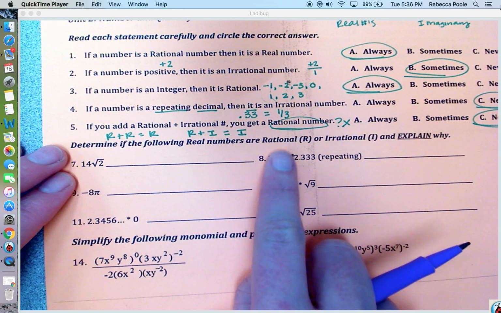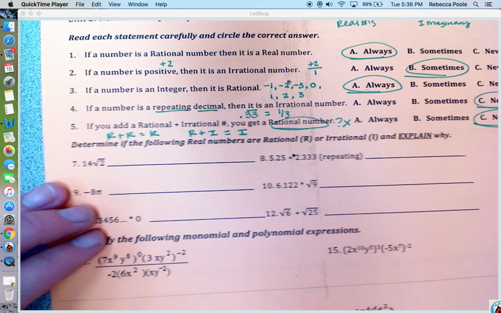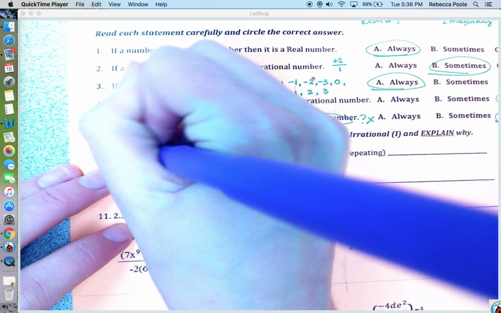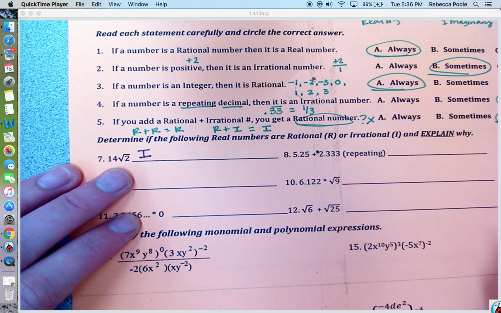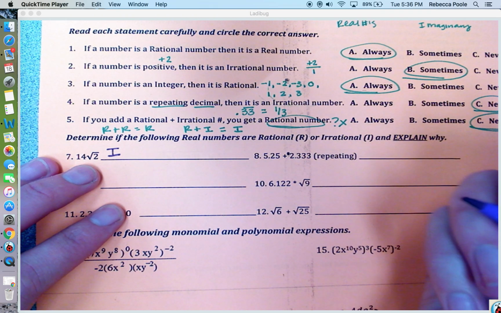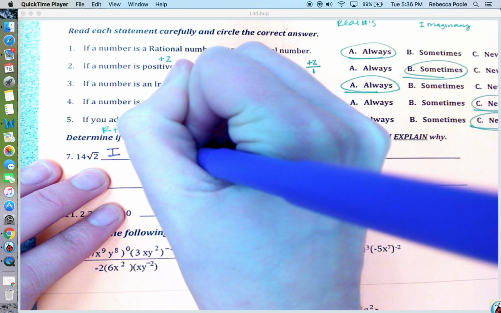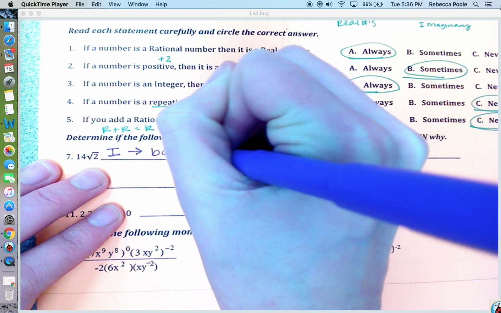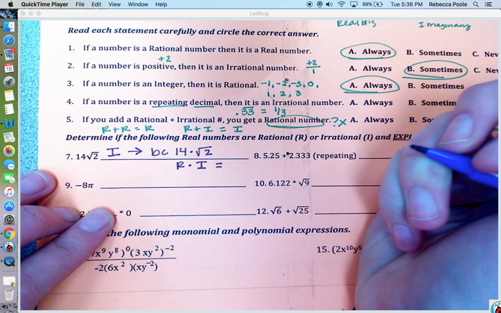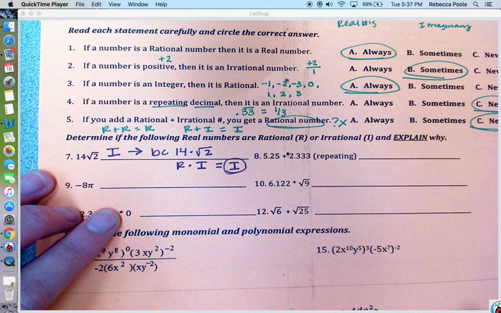So for the second section under this same topic, we're still talking about our number system. We're going to determine if the following real numbers are rational or irrational and explain why. So 14 square root of 2, that would be irrational, and there's a couple of different explanations you could give for this, but the one I'm going to be looking for tomorrow on your test is because 14 times the square root of 2 is a rational times an irrational, and if you know your rules, that automatically makes it irrational.